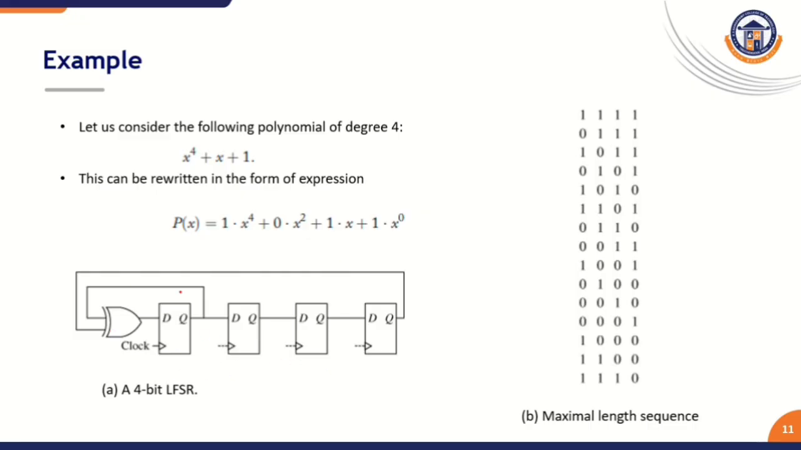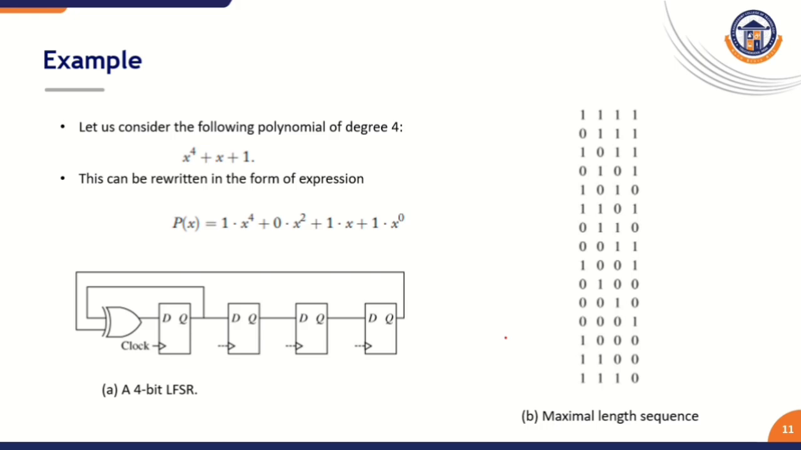This figure shows the 4-bit LFSR for the given polynomial expression, which can be written as p of x equal to 1 into x power 4 plus 0 into x power 3, plus 0 into x power 2, since the x power 2 term is not in the given expression, so we multiply it with 0, plus 1 into x, plus 1 into x power 0. From this equation we build this LFSR architecture, and from this circuit we can generate the test pattern.